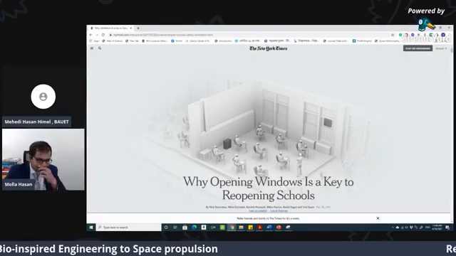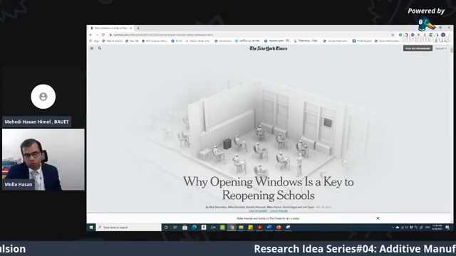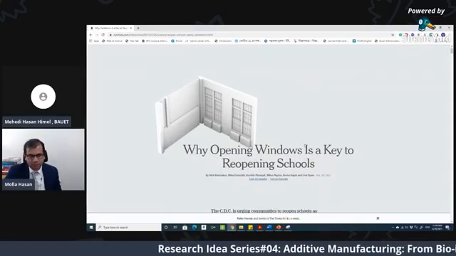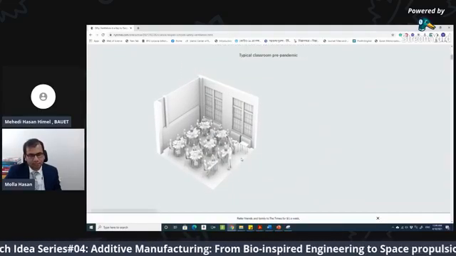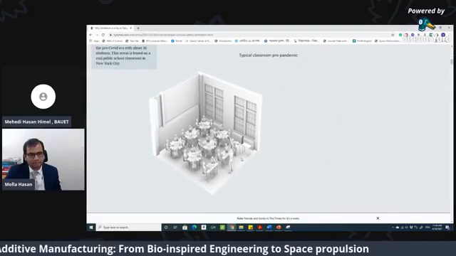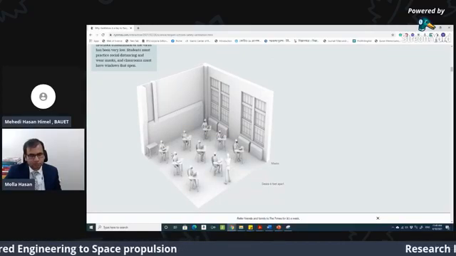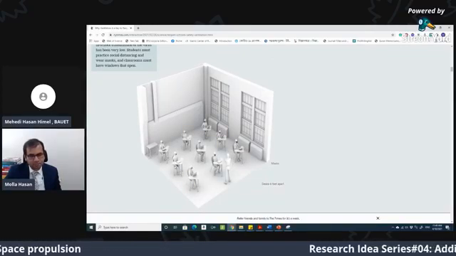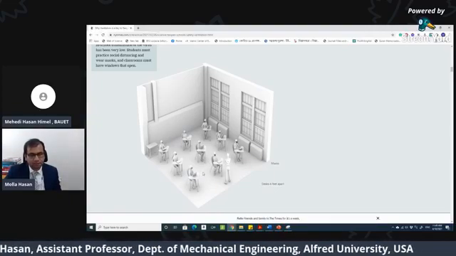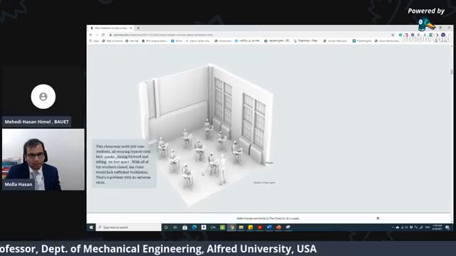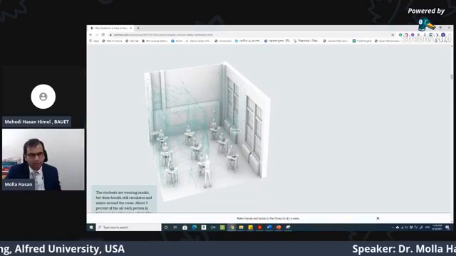In the United States, it says that open windows are very effective to mitigate coronavirus transmission. So think about a classroom. This is the previous setting, and now this is the current classroom setting. There's social distancing, and the students maintain a 6 feet distance. And these are the air flow in a room.